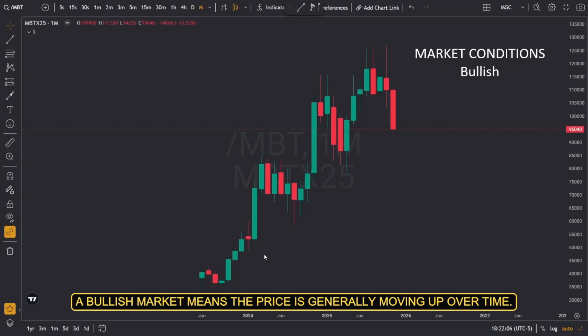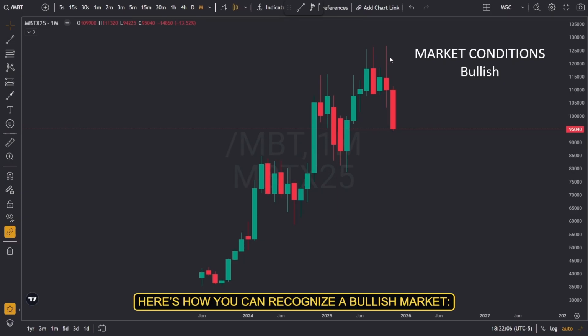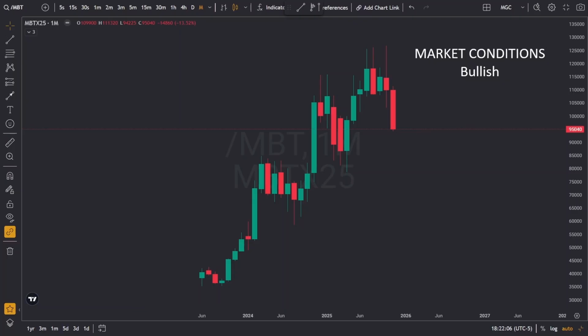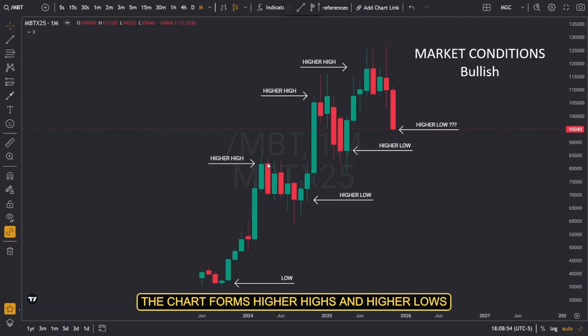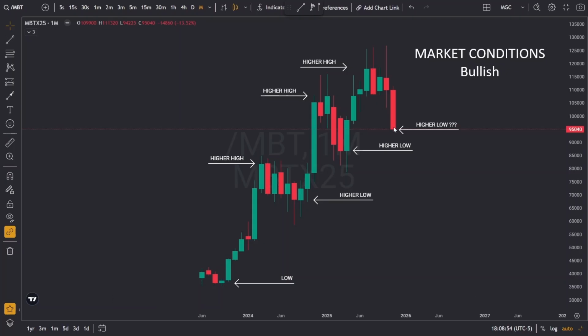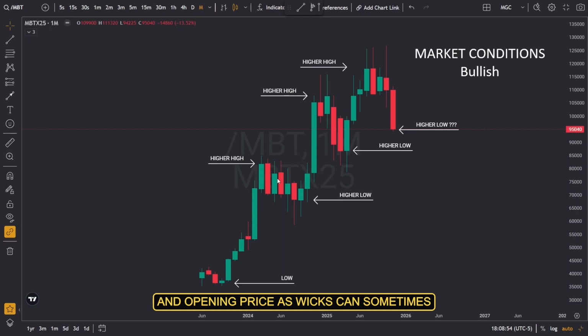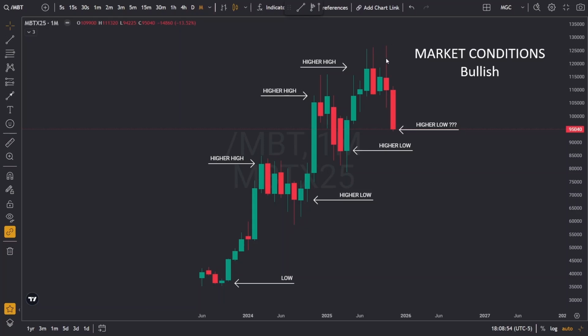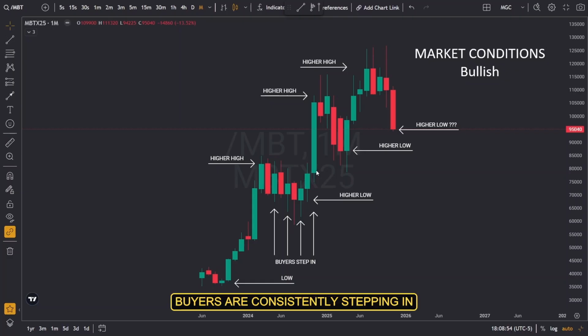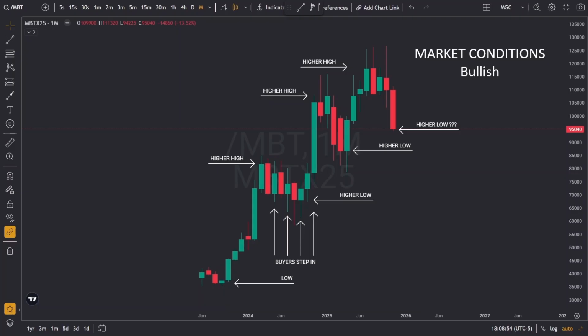A bullish market means the price is generally moving up over time. Here's how you can recognize a bullish market. The chart forms higher highs and higher lows. These are areas where the direction changes briefly and then reverses again to continue up. Be sure to look at the closing price and opening price, as wicks can sometimes overextend themselves before reversing. Buyers are consistently stepping in. Confidence is usually higher. News sentiment often leans positive.